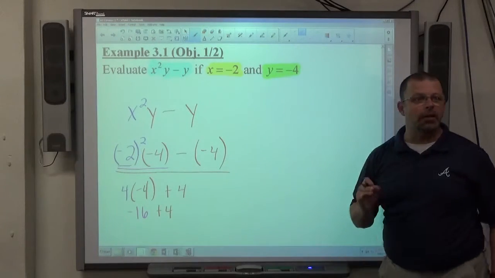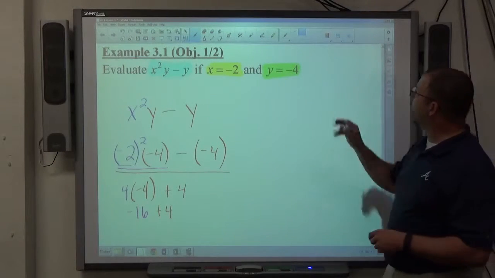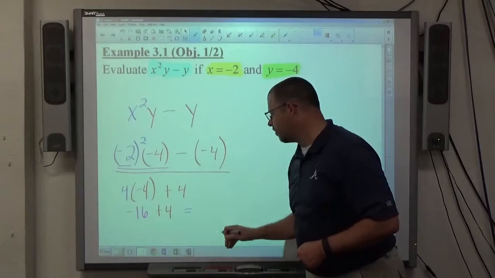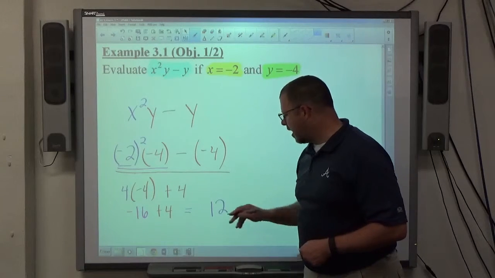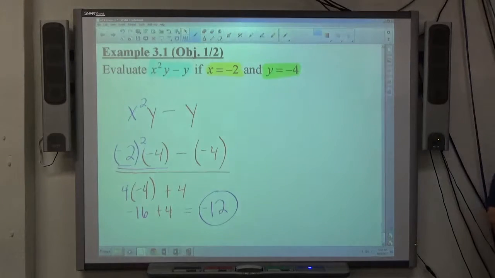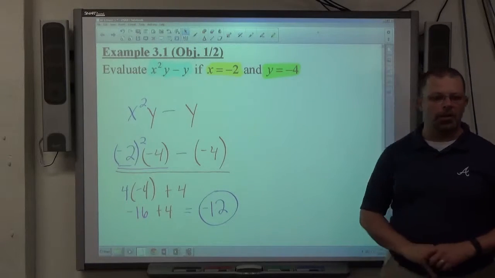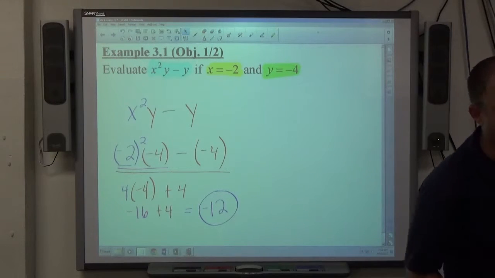And the final step, we make the decision, should I add or should I subtract based on the signs. These signs are different, so I should subtract. 16 minus 4 equals 12. And it should be negative because 16 is bigger than 4. Okay, so evaluation is what it always has been. Be careful that you substitute things in properly, and then make sure the order of operations is being followed when you are evaluating.